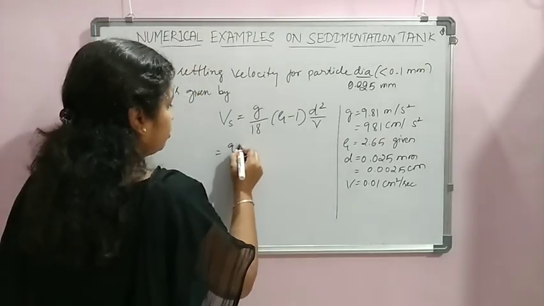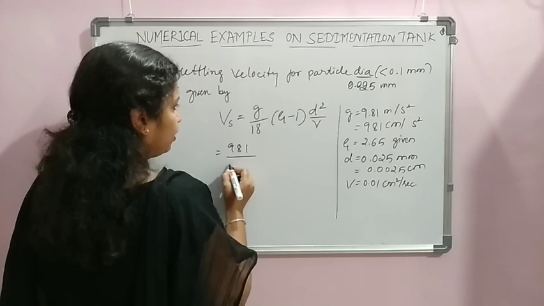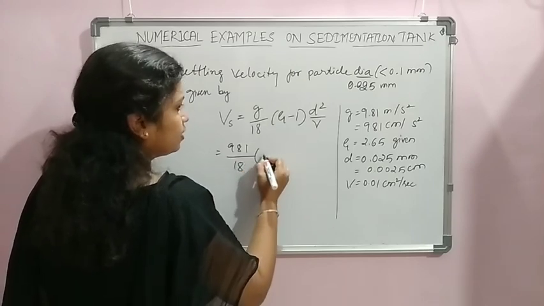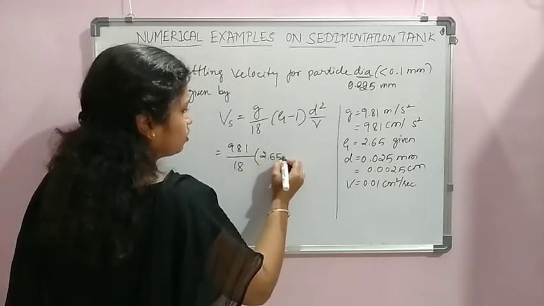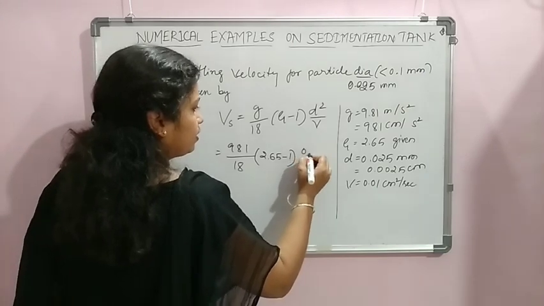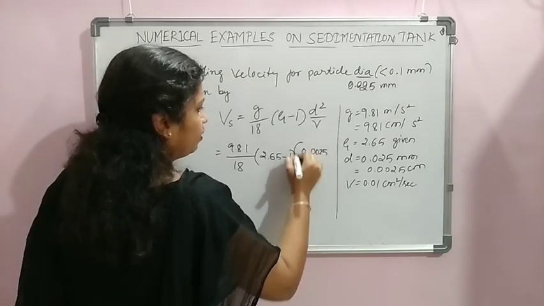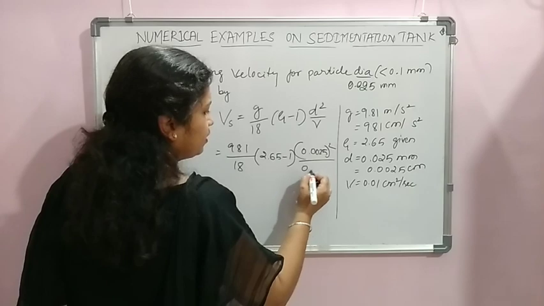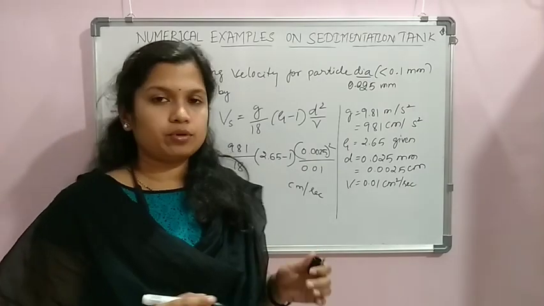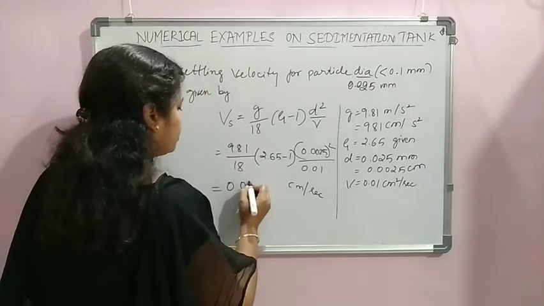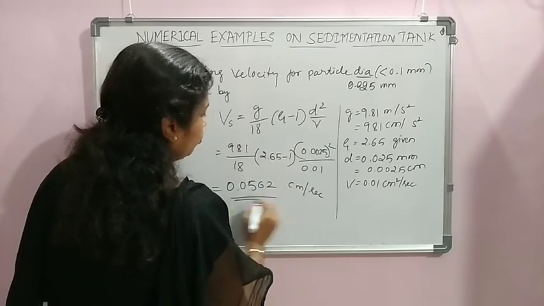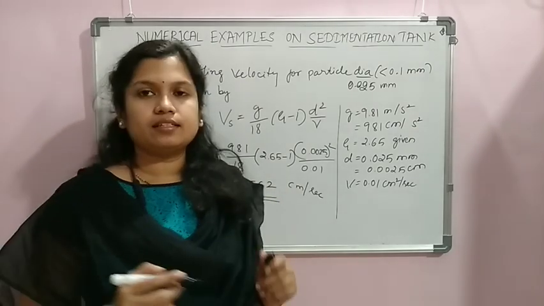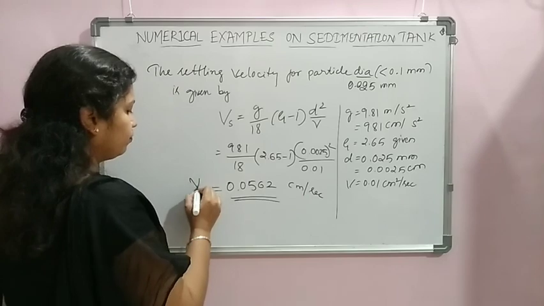Let us substitute all the data and find out what answer comes for the settling velocity. Small g is 981 and 18 remains as it is. Capital G we have as 2.65 minus 1. D square is 0.0025 whole square divided by V, which is 0.01. The velocity answer is supposed to be 0.0562 centimeters per second. This is the required settling velocity.